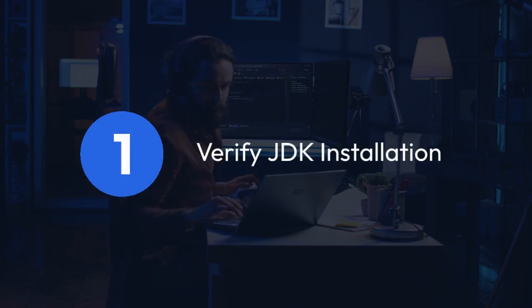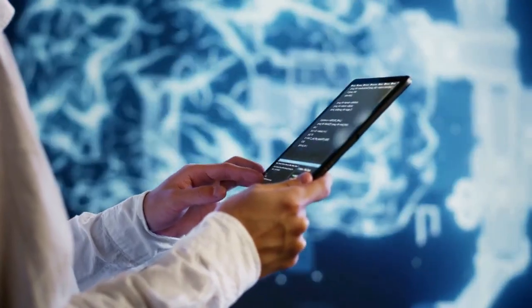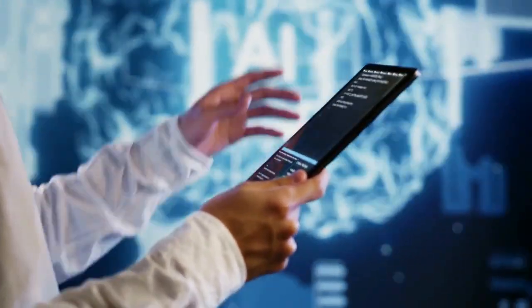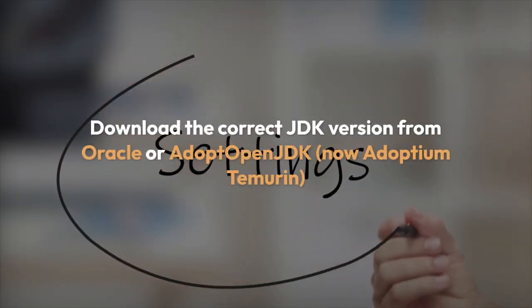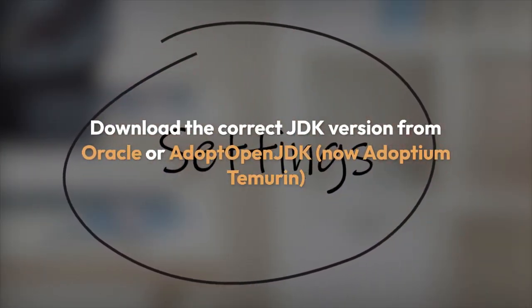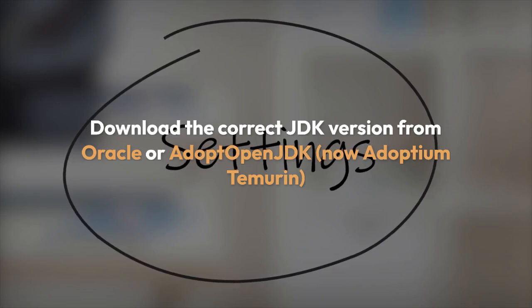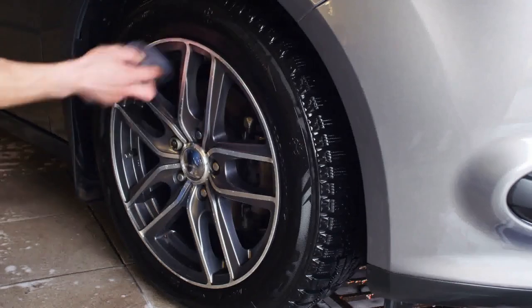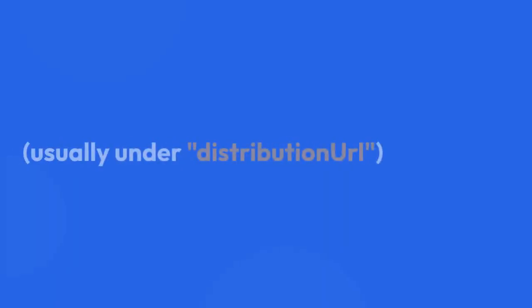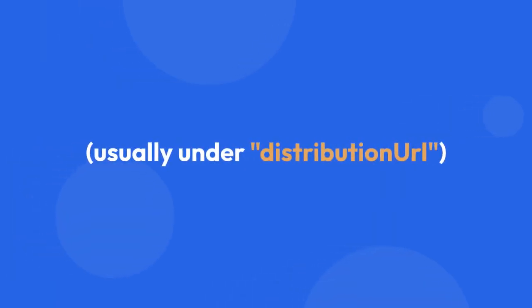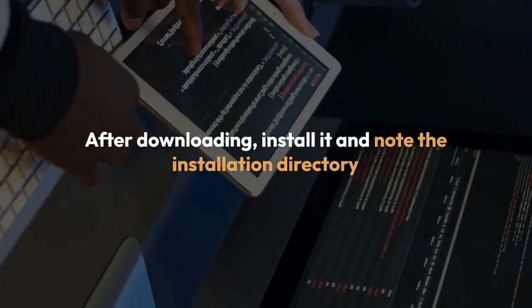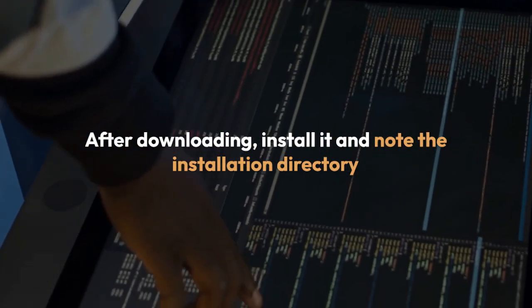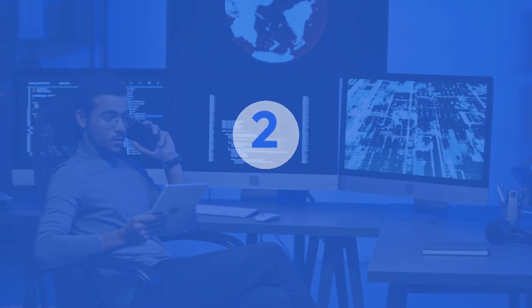1. Verify JDK installation. First, ensure you actually have a JDK installed on your system. Download the correct JDK version from Oracle or OpenJDK, now Adoptium Temurin. Android Studio typically needs Java 11 or higher, but check your project's Gradle wrapper.properties file for the recommended version, usually under distribution URL. After downloading, install it and note the installation directory. You'll need this later.